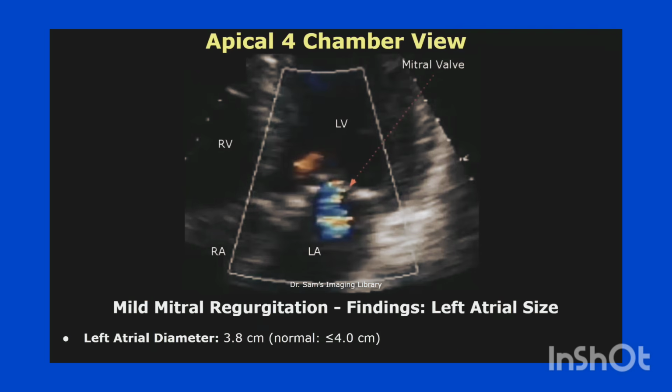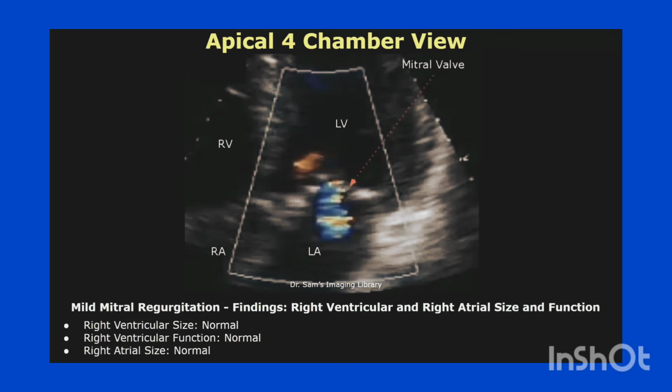The left atrial diameter is 3.8 centimeters, which is normal. The right ventricle and atrial size is normal, and the right ventricular function is normal as well.